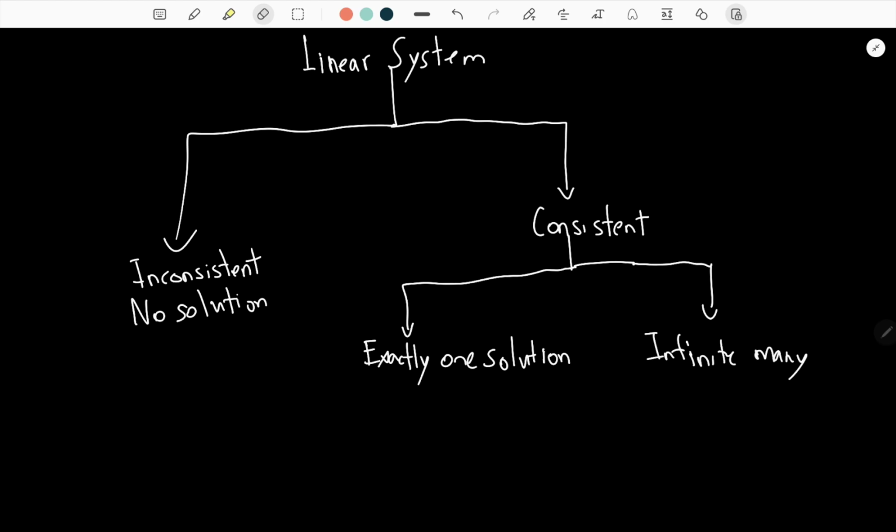And for consistent, we have two brackets, two ways. One is that the linear system has exactly one solution, or it has infinitely many solutions. One example of exactly one solution would be x equals 1. The only answer for x here is 1, which is the solution. And for infinitely many solutions, let's say x minus x equals 0. You can put any value for x and it will satisfy this equation. So let's move on then.